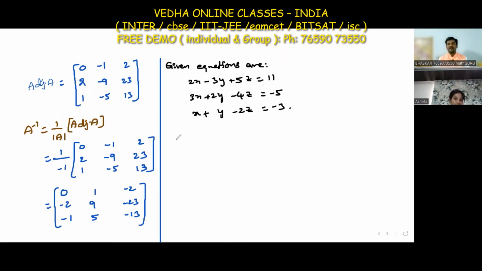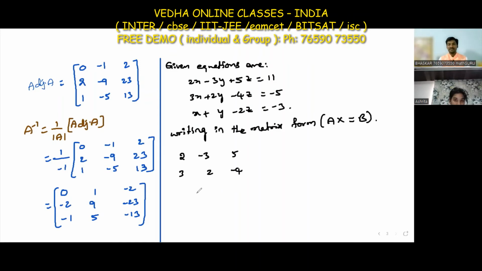Now writing in the matrix form. How to write in the matrix form? Here matrix form is nothing but Ax is equal to B. What is A here? A is nothing but the coefficient matrix. All the coefficients: x coefficient, y coefficient, z coefficient for the first equation, the same for the second equation, and for the third equation, x coefficient, y coefficient and z coefficient.